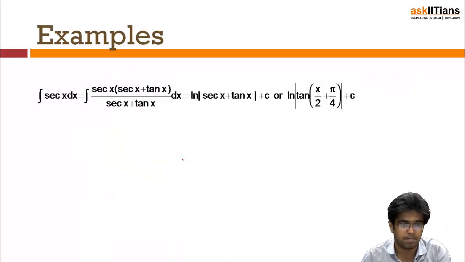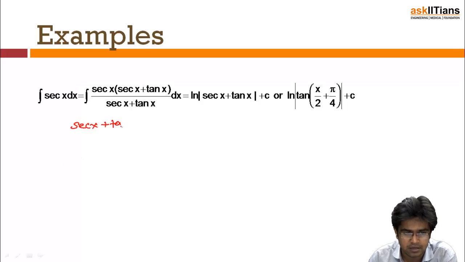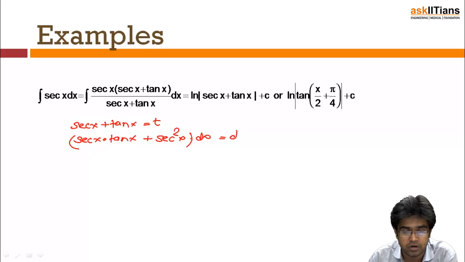Let's take some next example. The next example is again how to integrate sec x. In order to integrate sec x, what I have done is that to this sec x, I have multiplied sec x plus tan x and divided by sec x plus tan x. Why I have done it is because if now I put sec x plus tan x as t, then look what happens. d by dx of sec x is sec x tan x. d by dx of tan x is sec square x. dx whole is equal to dt.